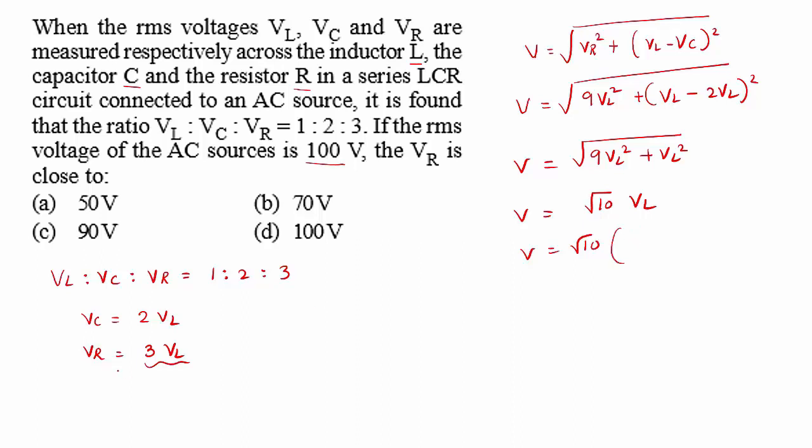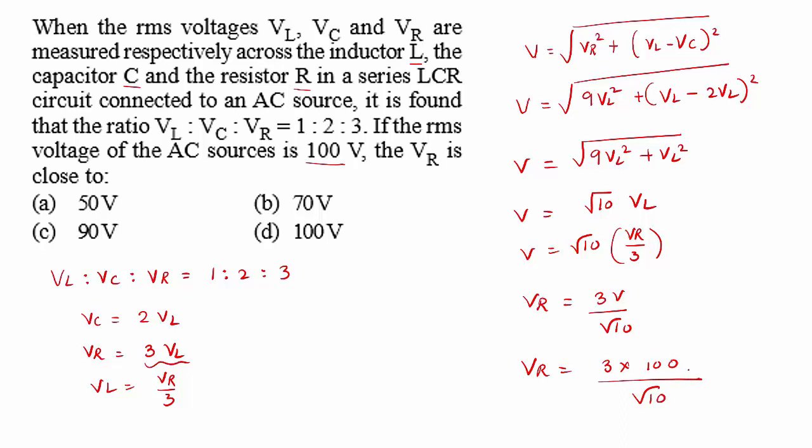You can observe VL equals VR divided by 3. In place of VL, I can write VR divided by 3. So for the VR value, we will get VR equals 3V divided by root 10. So VR equals 3 into the voltage, which is given as 100 volt, divided by root 10. Calculate this value, we will get nearly 94.86 volt.